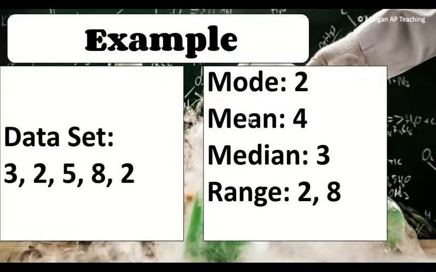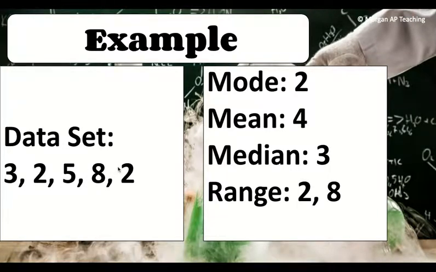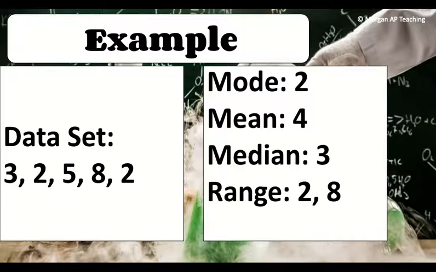So the mean, if we add them all up, we divide by the total number. So add them all up. We get 20 divided by 5 is 4. The median is the middle number that has the same amount behind it and after it, and that's 3, right? So we have 2 2s to the left of 3. We have 5 and 8 to the right of 3. So 3 is the median, and the range is our smallest to largest number, 2 and 8. So you have to be able to calculate those on the AP test. These are really the only calculations you'll need to do.